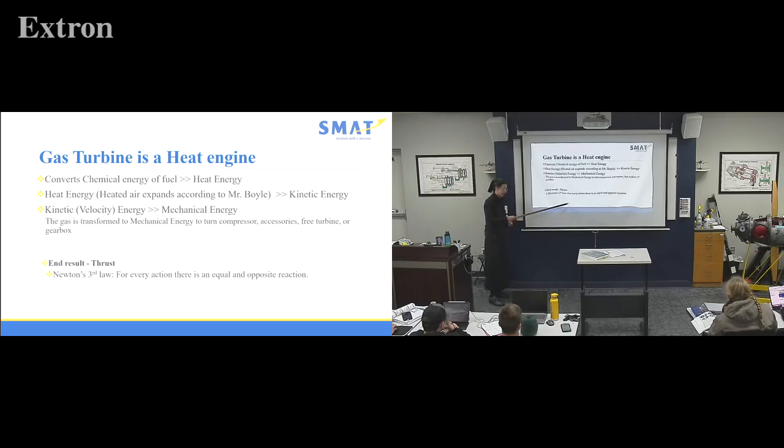Because, according to Newton, for every action, there is an equal and opposite reaction. But the whole principle of the turbine is taking that chemical energy in a blob of fuel and going into heat energy that expands, extracting it with the turbines, converting kinetic energy into mechanical energy. Questions on that?